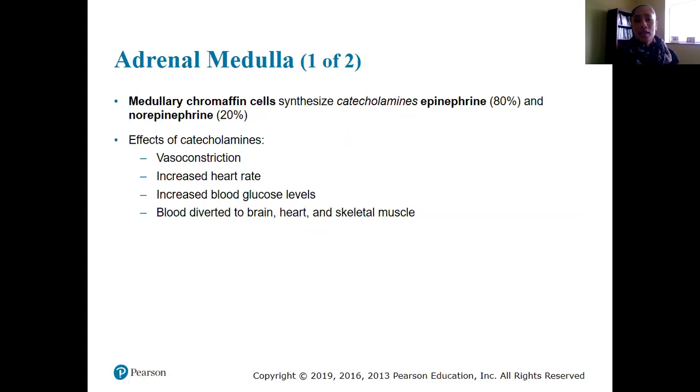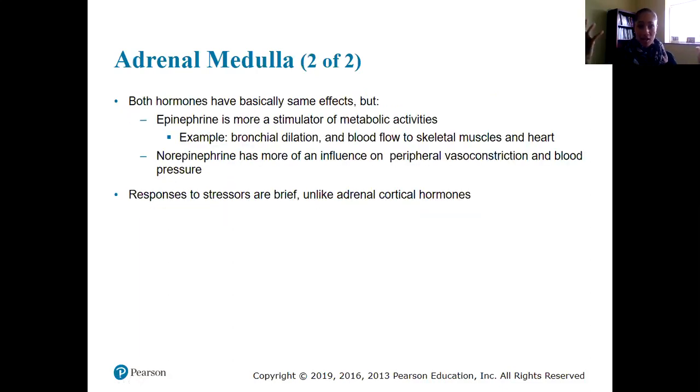Okay, the adrenal medulla is the inner portion of the adrenal gland. It synthesizes epinephrine and norepinephrine, our adrenaline rush hormones. The effects of these hormones are vasoconstriction to increase blood pressure, increased heart rate, and increased blood glucose levels, and blood is also diverted to the brain, heart, and skeletal muscles so that we can act in a time of fight or flight, at times of high stress.